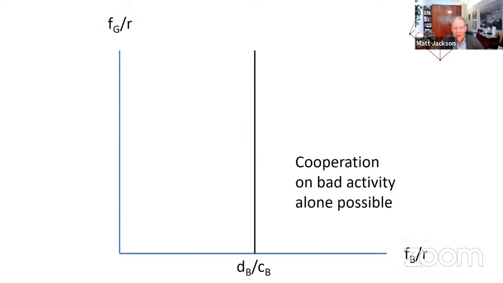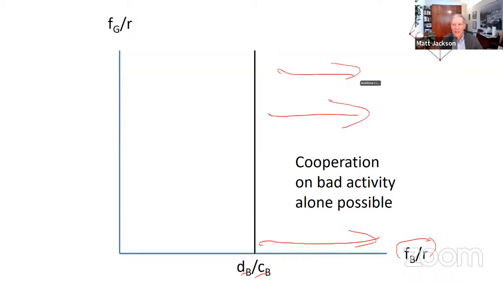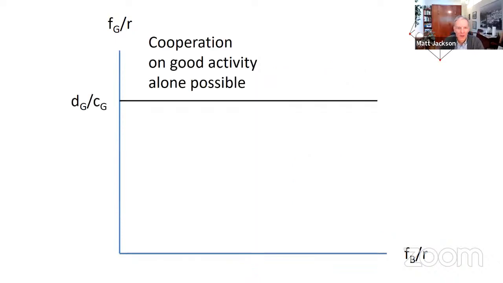Then if we were thinking about just one game at a time, so we just look at trying to get cooperation on the bad activity alone, the frequency of that game has to be high enough compared to the deviation temptation relative to the cooperation benefit. So you'd need to be in this region if you didn't have any interaction between these games. If this was just one game played at a time, this is what you would have to have in order to make cooperation possible. And similarly, if you had the good activity, it has to be high enough frequency of the good game in order to keep cooperation on the good game alone.